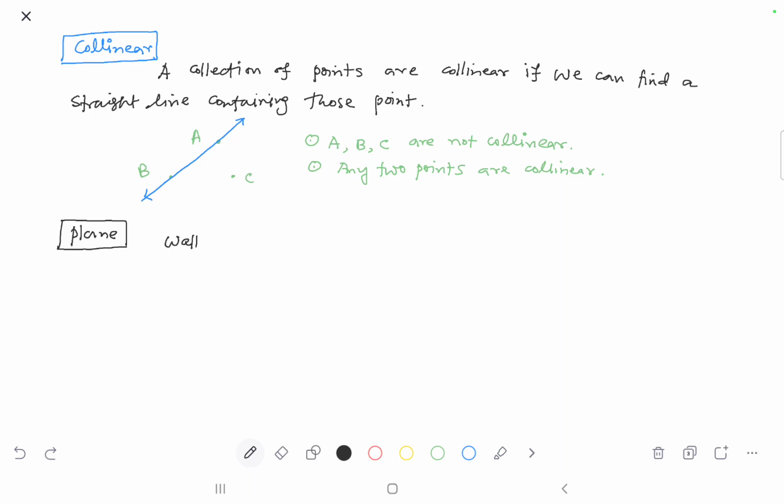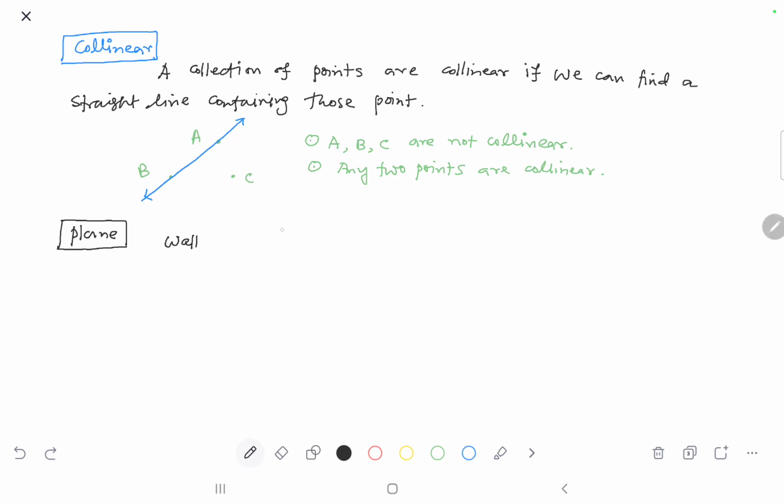One second, one second. So right, they asked a question about the plane, right? Yes.